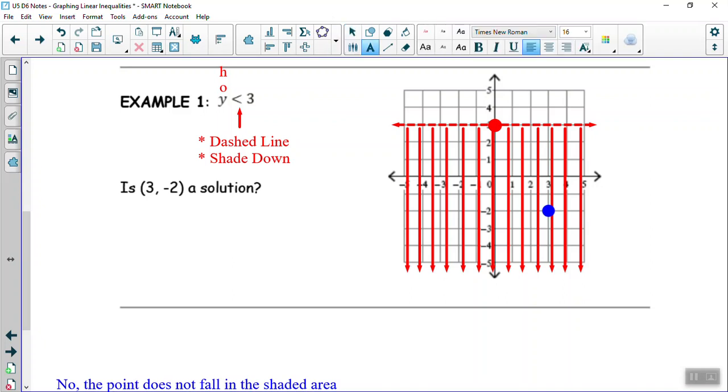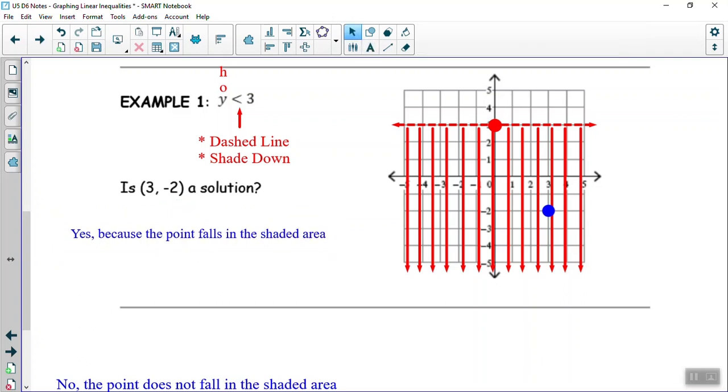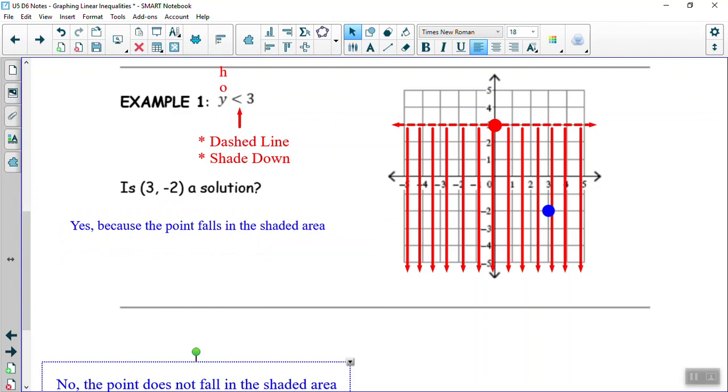It is a solution because the point falls in the shaded area. So when the point falls inside the shaded area, it is a solution to that inequality. Basically, we can pick any point inside this shaded area, substitute in for the x and y, and it will make that inequality true.